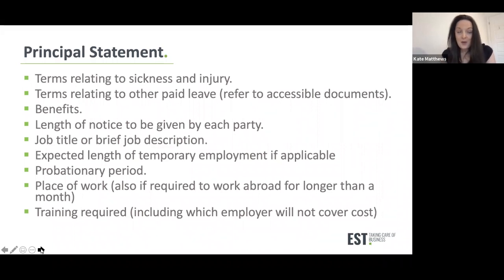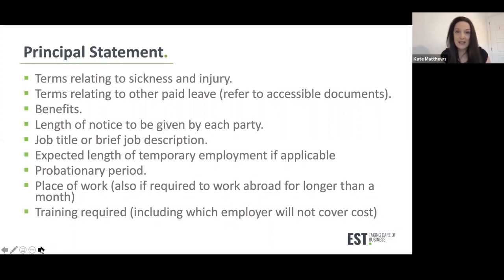You need to say in the principal statement the notice period. So is it a week? Is it a month, 3 months, 6 months for very senior roles, for example? But a note on notice periods, the statutory minimum notice that an employee has to give you in the first month of employment is no notice at all. And then after the first month is a week. And it never increases from a statutory perspective, but you might have a longer notice period that is in the contract that they are contracting into.